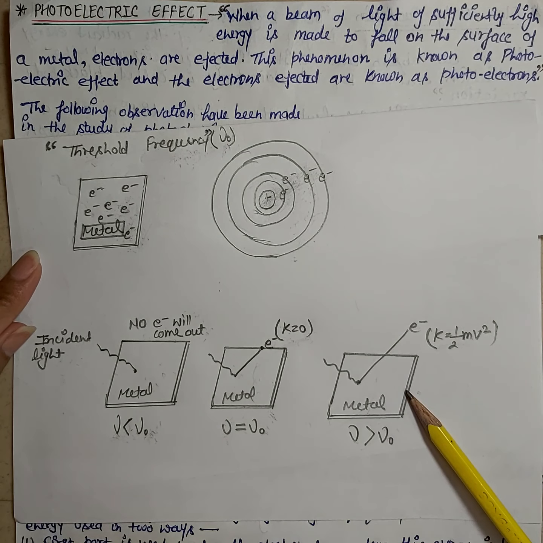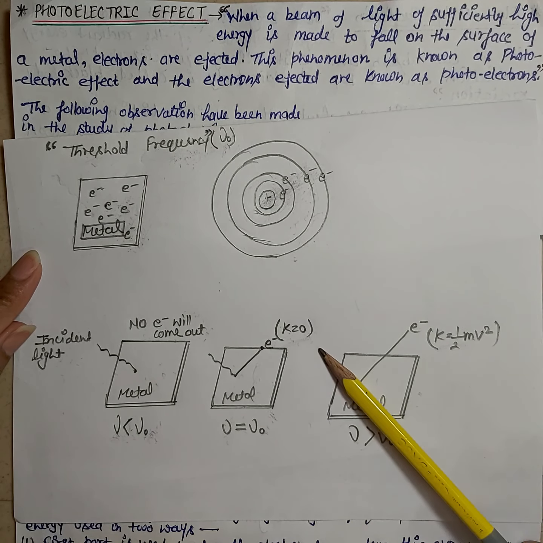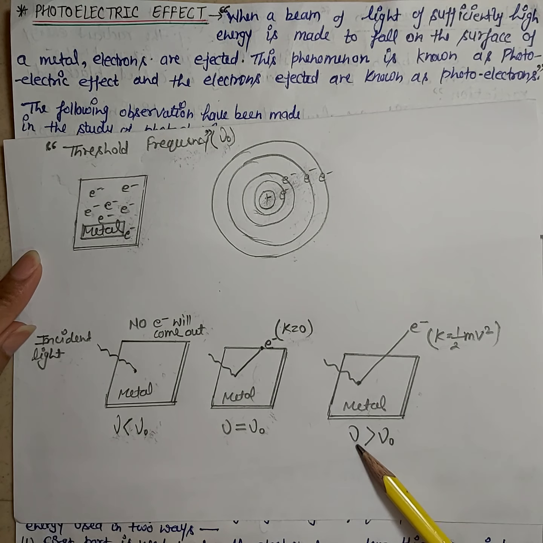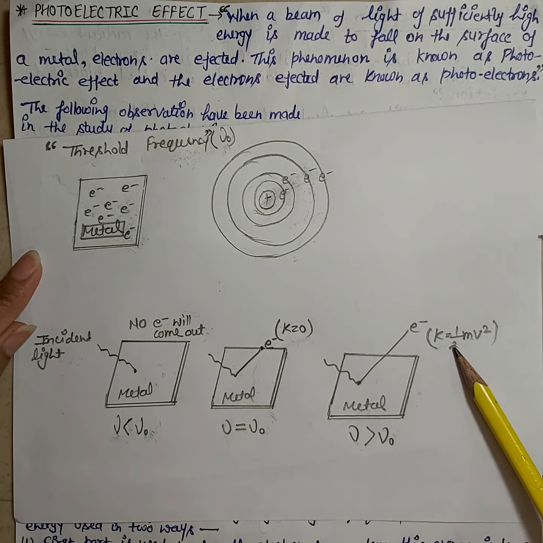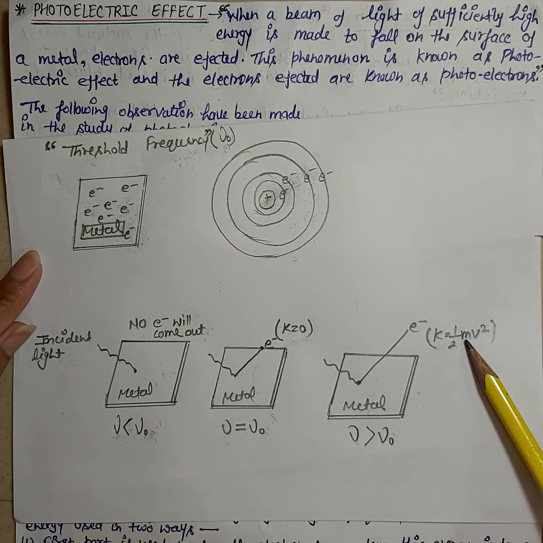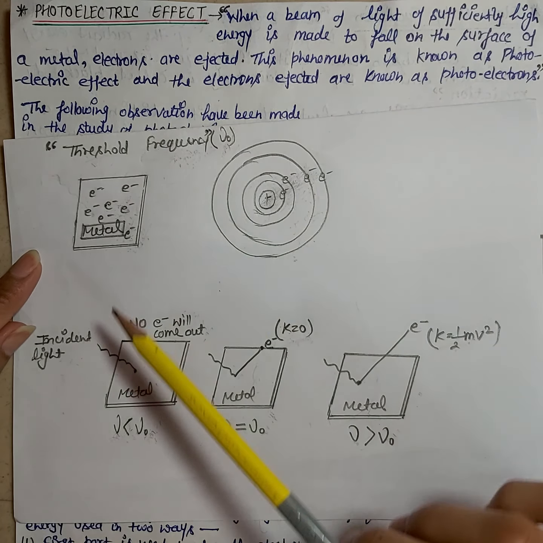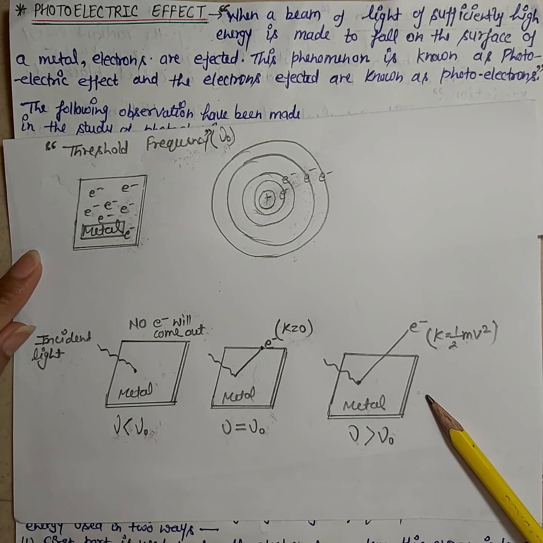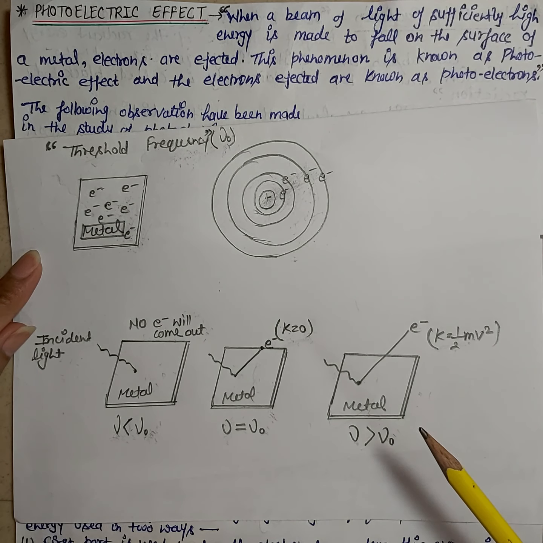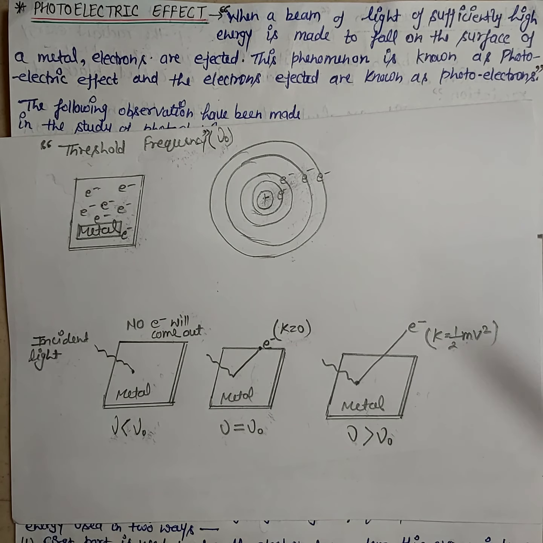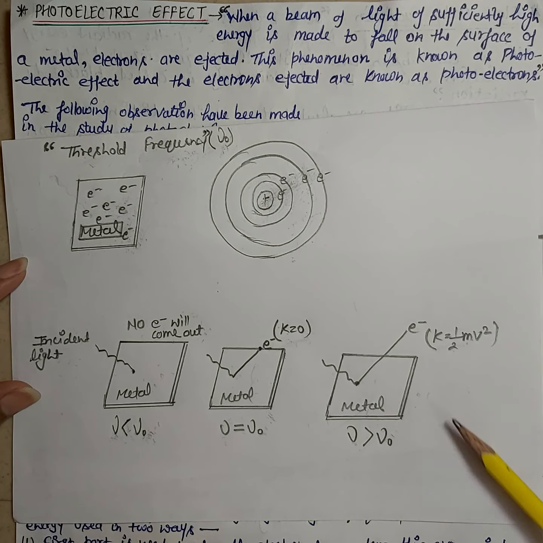Now in the third condition, we are using incident radiation which has a frequency greater than the threshold frequency. So in this condition, the electron will eject with a certain amount of kinetic energy, okay. So this is how an electron can be ejected by striking radiation of certain frequency on a metal. And this phenomenon, this procedure, is known as photoelectric effect.